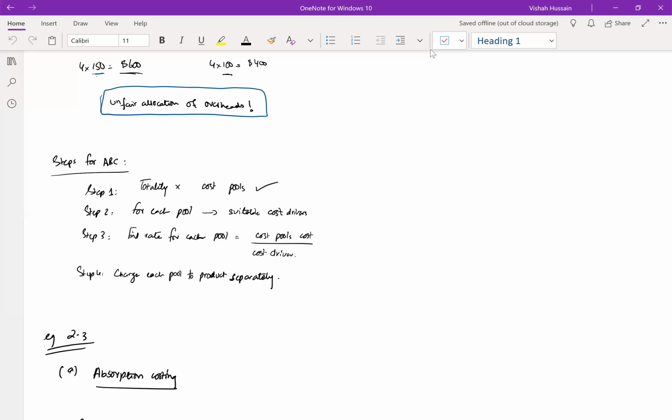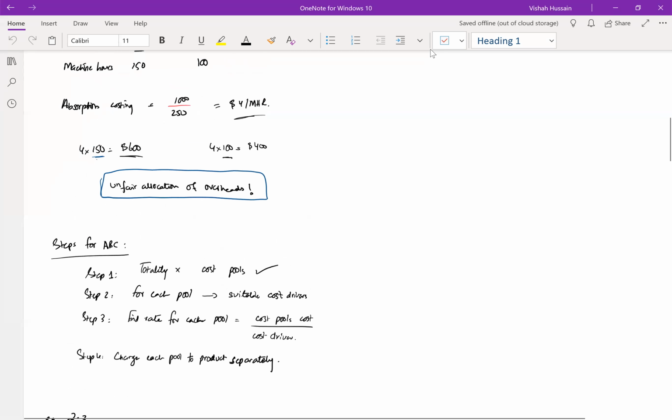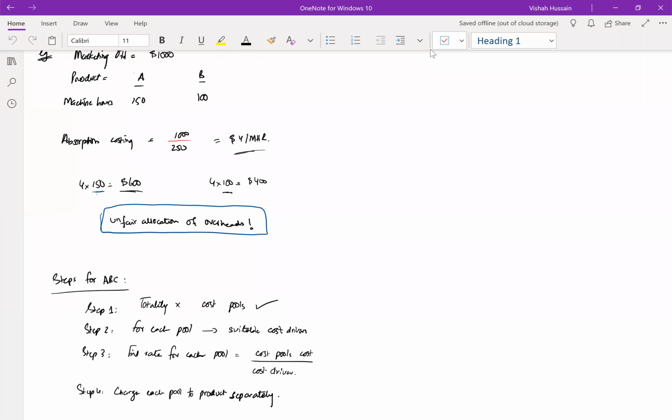Okay. So you'll get four rates, like for the whole company, you're going to get four rates. One for marketing department, then finance department, then production, and then purchasing. Once you get that, you're going to charge each pool to the product separately. The way we were doing in absorption costing, that we're applying the overhead absorption rate to the machine hours of each product. Same is going to be the case in step 4 for ABC.